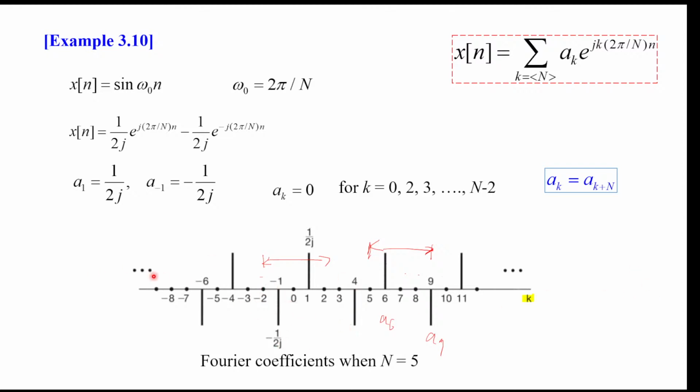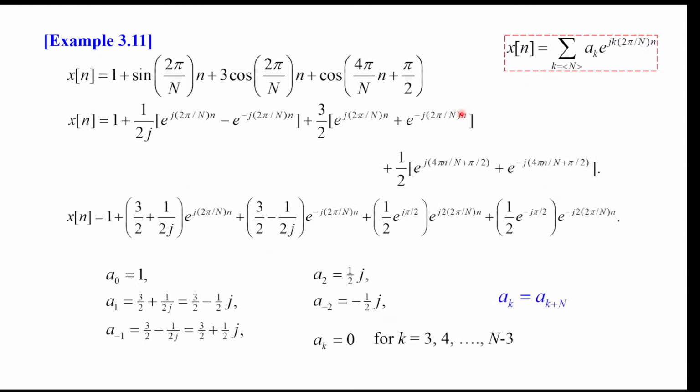Okay, so you can also see from this picture that you can pick an arbitrary interval of n to sum over, and you will be summing over one of the a1 and one of the a minus 1, and the result is the same x of n. Okay, so that's an easy example. And we have a more complicated example.